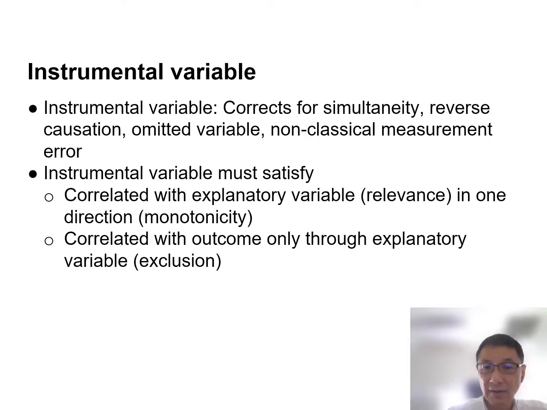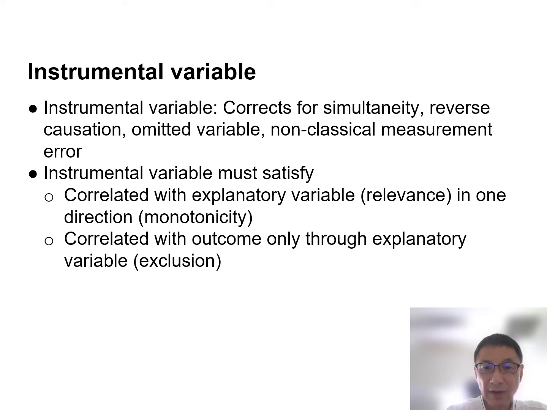In the main lecture, we discussed the difference in differences approach to estimation. So here, I will go straight to instrumental variables. An instrumental variable is an approach that can correct for simultaneity, reverse causation, omitted variables, or non-classical measurement error. So this magic solution, apparently, depends on these three conditions.